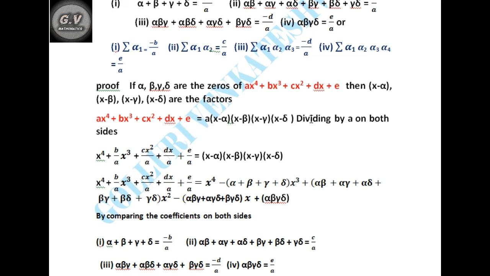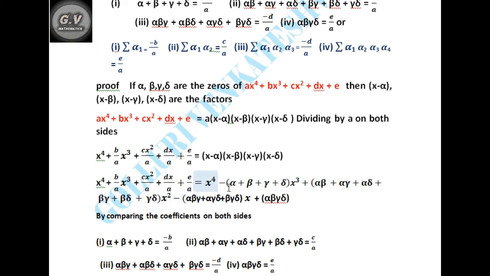Here, dividing by a on both sides, a gets cancelled. x to the power of 4 plus b by a x cube plus c by a x square plus d by a x plus e by a is equal to (x minus alpha) into (x minus beta) into (x minus gamma) into (x minus delta). So here the same is taken on the LHS. If we multiply these four linear factors, then we will get this form. So the product of all the four terms is equal to this one.